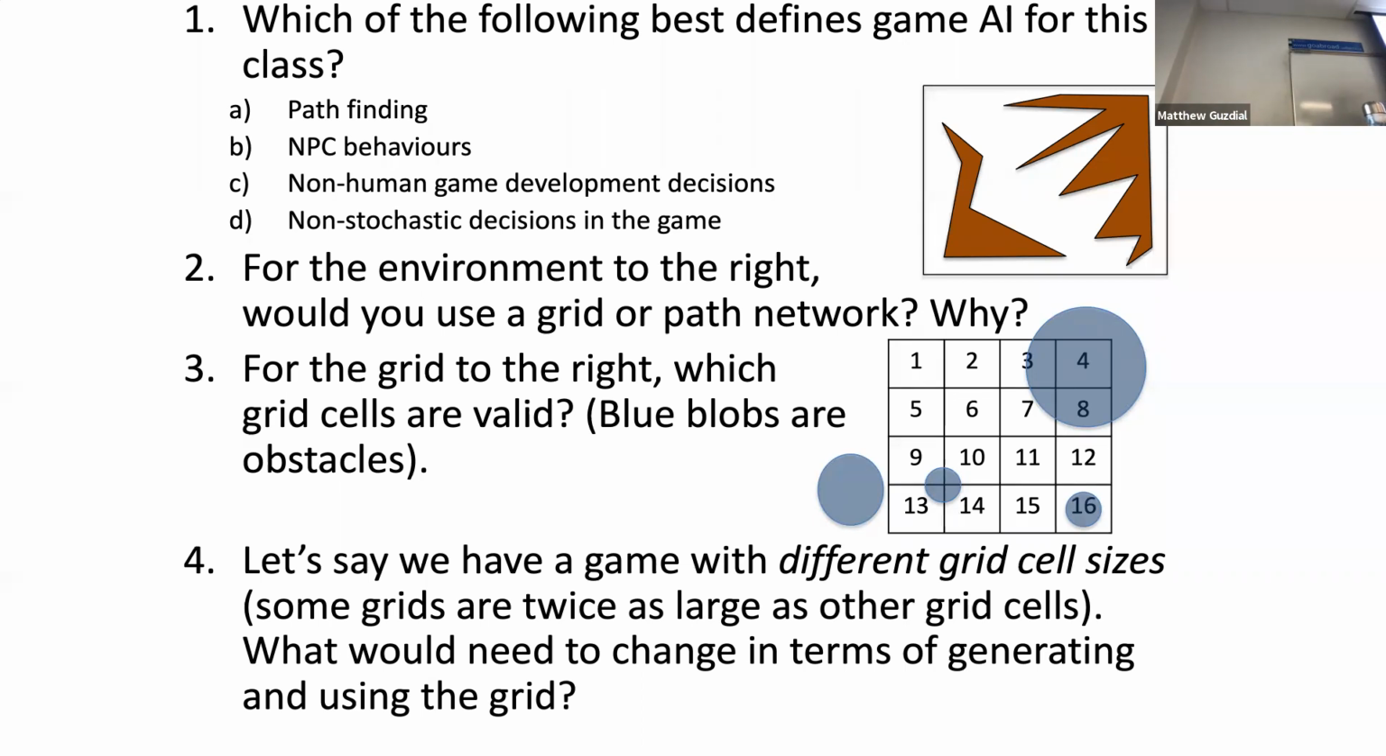2, for the environment to the right, would you use a grid or a path network? Why? Does anybody want to volunteer to give an answer here? I would use path network because for grids you would have to check so many edges. Yes, that's fair. Does anybody have a suggestion for why you would want to use a grid for this? Okay, so for this one, I would have accepted path networks or grids entirely based on the why. For questions like this, I really do not care about the first part of your answer. I only care about your justification. So make sure you include a justification for these kinds of questions or you don't get points.